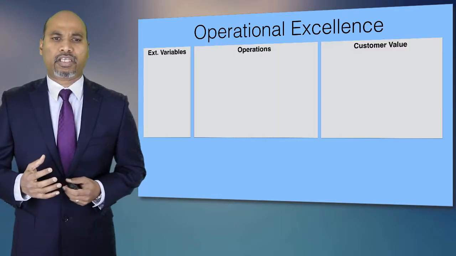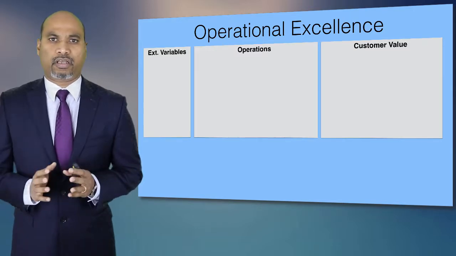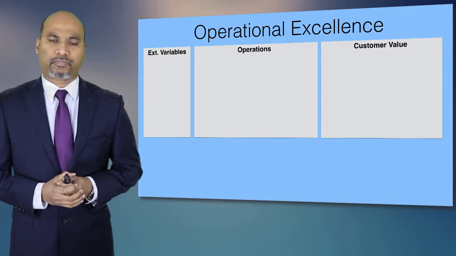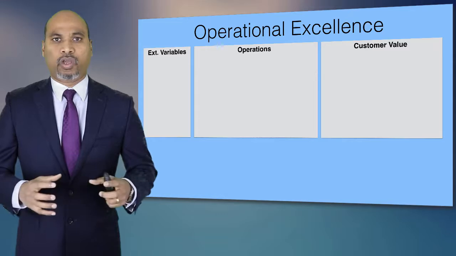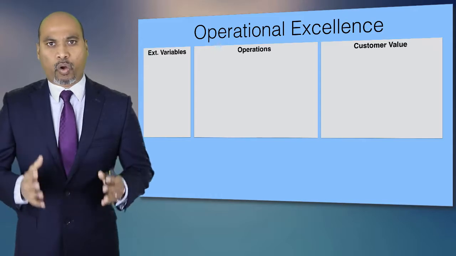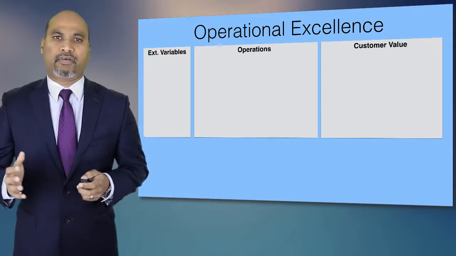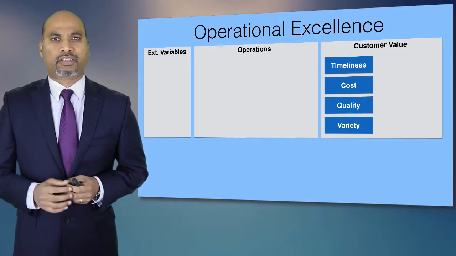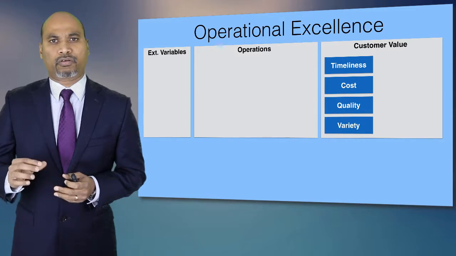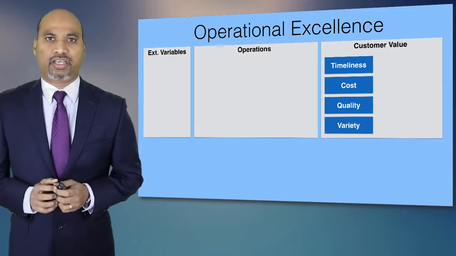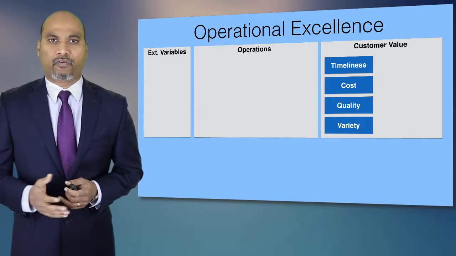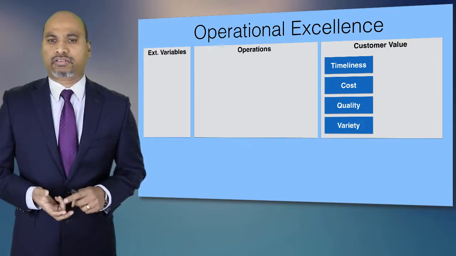Now, you see, I want to show three areas. Now, we talk about the external variables. We just talked about the external variables earlier. So every organization, every set of operations, they have external variables, and they have their operations which are actually running, which deliver customer value. So coming from the customer, now how you set up your operations and how you configure your operations strategy in order to deliver value to the customer depends on these four factors: timeliness, cost, quality, and variety.